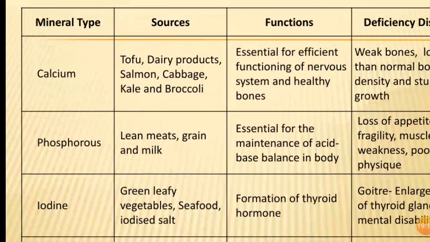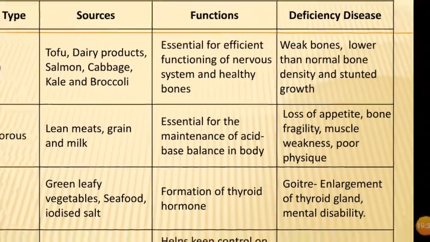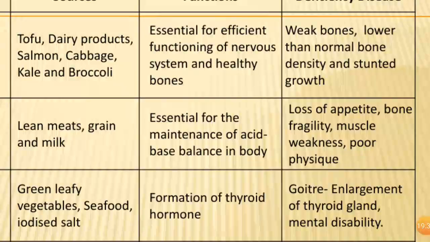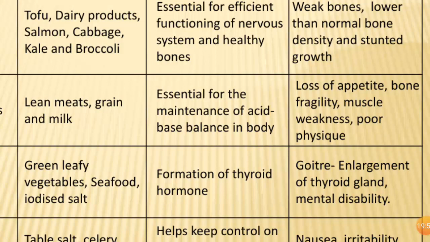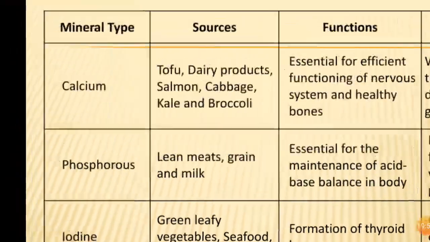Mineral type, calcium. Sources: tofu, dairy products, salmon, cabbage, kale and broccoli. Function: essential for efficient functioning of nervous system and healthy bones. Deficiency disease: weak bones, lower than normal bone density and stunted growth.